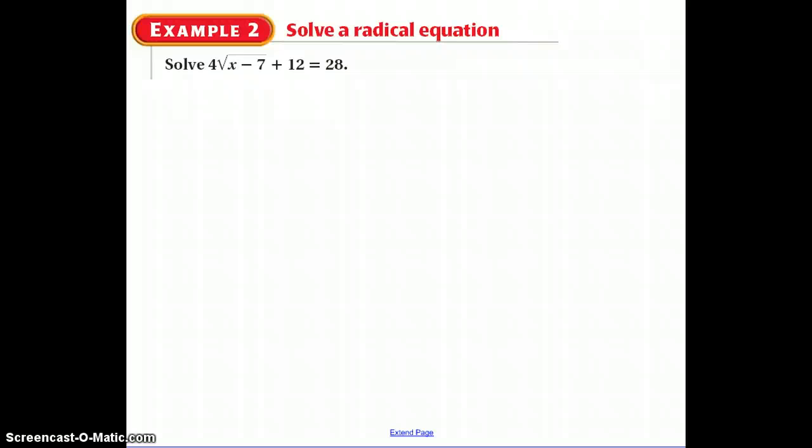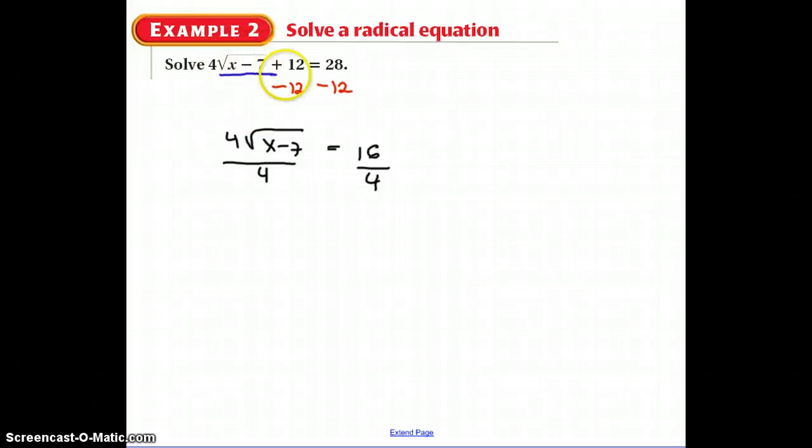Alright, so this example is definitely a little bit more complicated. We are going to try to isolate our square root, which is right here. And right now it has a plus 12 and it's also multiplied by 4. So the first thing I'm going to do is subtract 12 from both sides, and I get 4 square root of x minus 7 is equal to 16. Then I'm going to divide both sides by 4. And remember, we're trying to get the square root by itself, so we can square both sides. Now my square root is all by itself, and I have 4 as my answer.